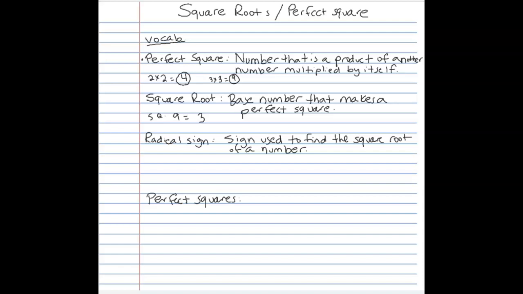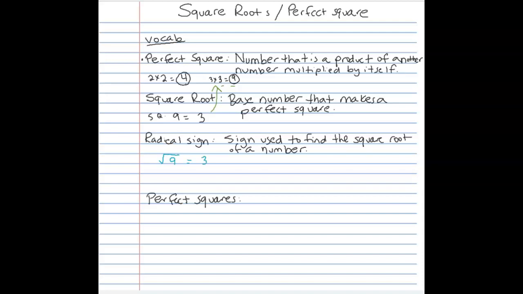For my people who are like, what the heck? How do you get that? If we take a look up here, we just said 3 times 3 is 9. So the square root of 9 is 3. The actual way of writing that would be using what's called a radical sign. It's a sign that's used to find the square root of a number. You guys have seen this before. The square root of 9 is 3.